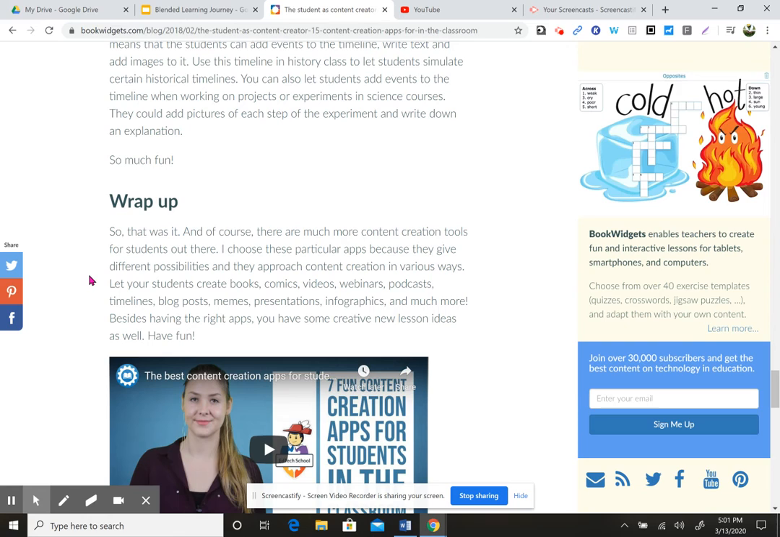The sky's the limit in terms of what our students can create. And the more we give them choice in what they can create, the more they can really dive into engagement and showing us what they have learned.